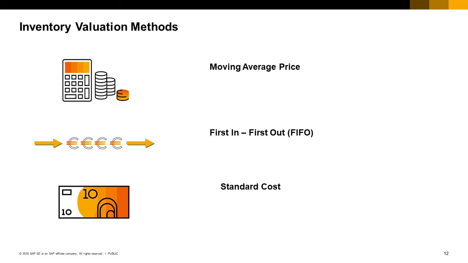Let us take a look at how each method works by working through a slightly more detailed example. This time we will look at how each method works when an item is purchased multiple times with varying purchase prices.